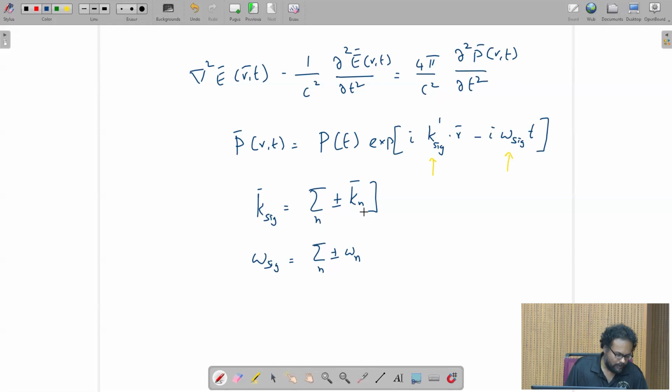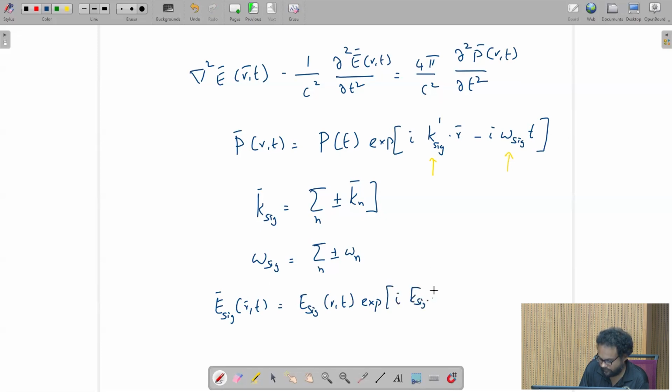Okay, so now the electric field emitted by the polarization, of course, will have a similar form. So I'm going to denote that as E signal. Of course, I'm missing out the complex conjugate.